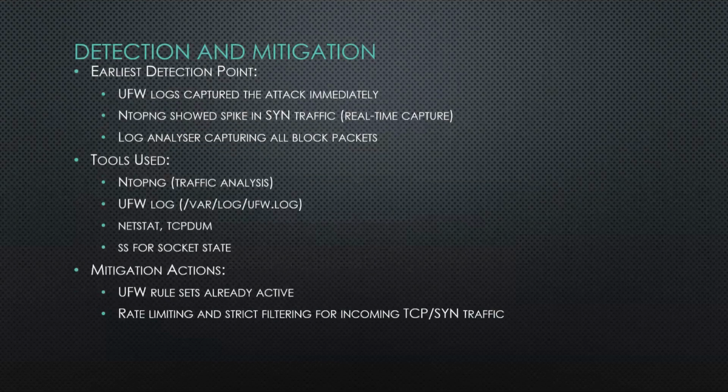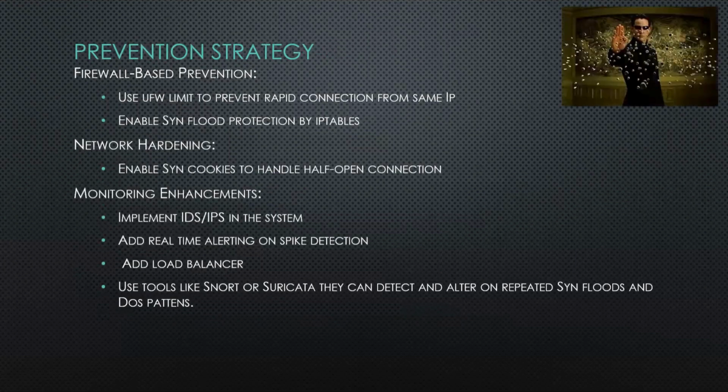Next slide, please. The attack was detected immediately by UFW, which logged the connection attempts. tcpdump and ntopng also supported the detection. The firewall acted as the first line of defense. Since the packets were dropped at the network level, the attack never reached the application layer. This highlights the importance of network layer protections. Next slide.